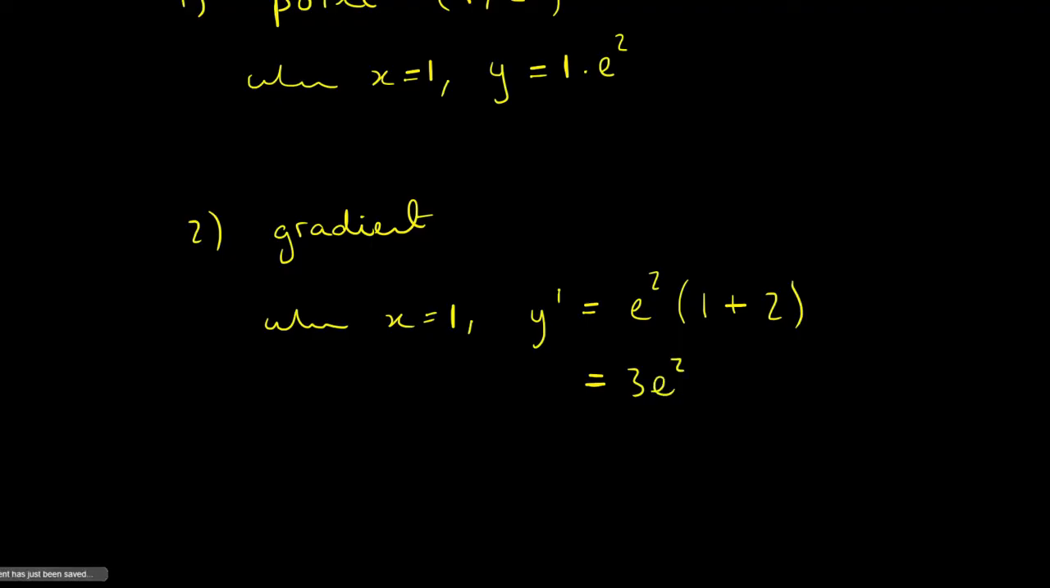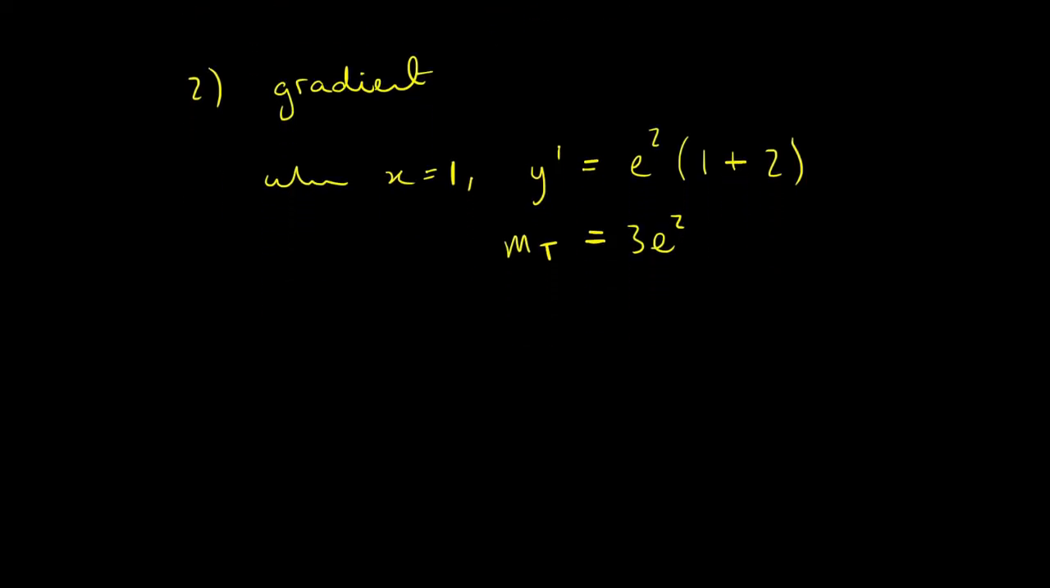Now, as I said earlier, differentiation tells you the gradient of the tangent. But we don't want the gradient of the tangent. What we want is the gradient of the normal. Now, the normal is perpendicular to the tangent. And hopefully you will know that if two gradients are perpendicular, the gradient of the tangent and the gradient of the normal, then their product is equal to -1. So the gradient of the normal is equal to -1 divided by 3e to the power of 2.